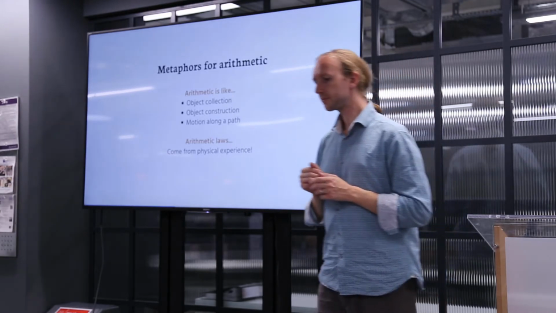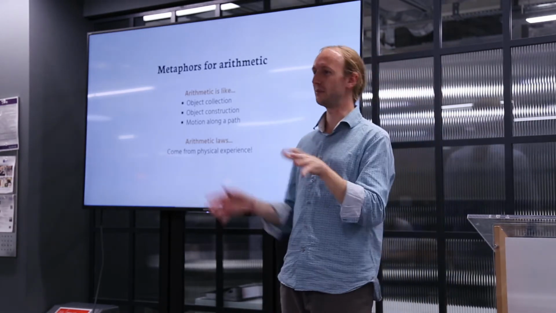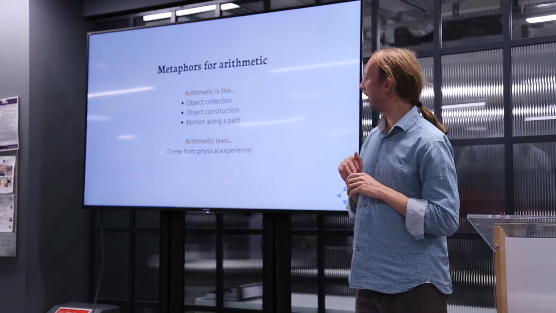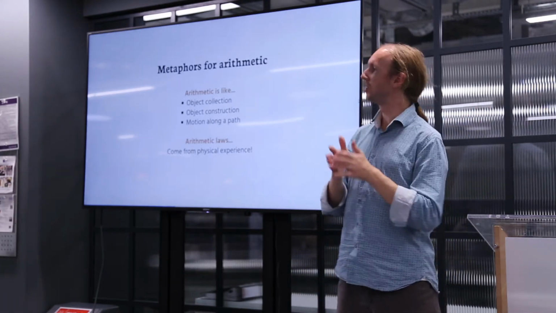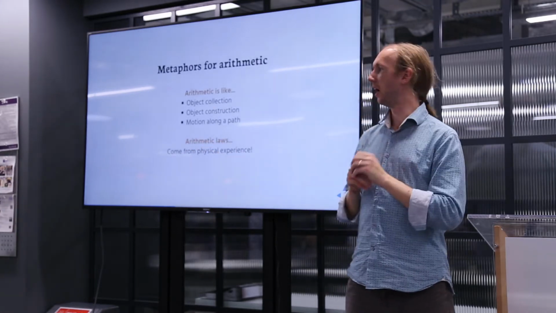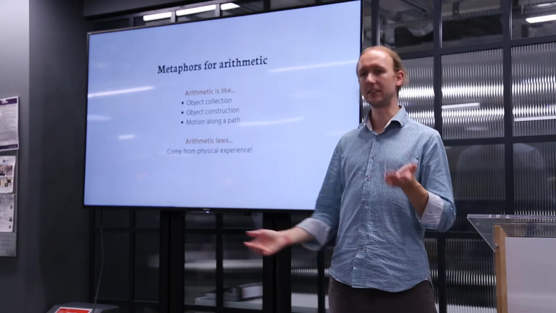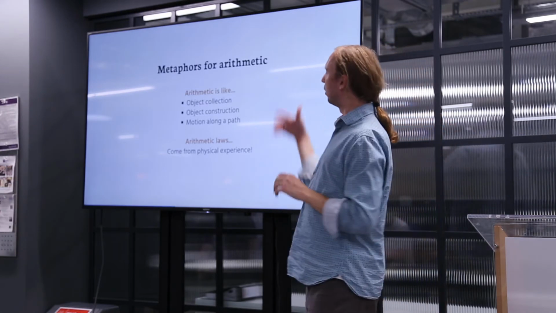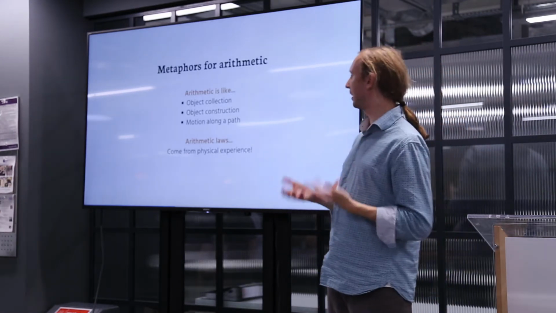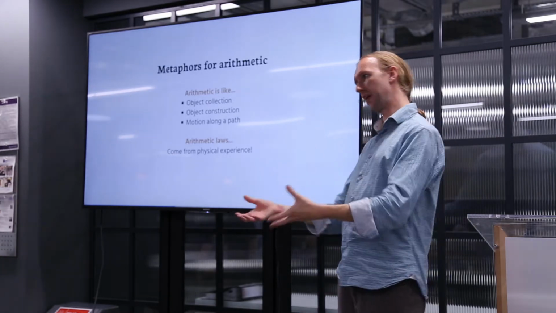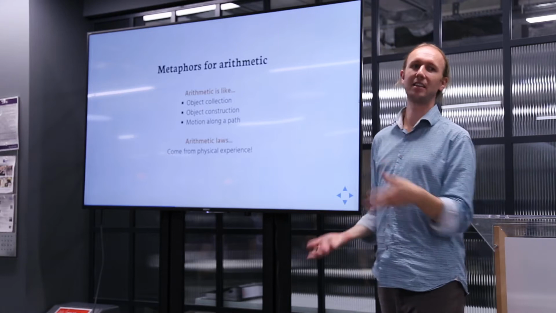I find object construction slightly confusing because it's very similar to the first one. But the third one is another very different way of thinking about mathematics, where you imagine that numbers are points on a path, and the various mathematical operations represent moving along this path or along this line. And with all these concrete, physical, real-world metaphors, the different arithmetic laws will come from the physical experience of actually moving things along the path, or, I don't know, cycling around, or adding stuff to a box.